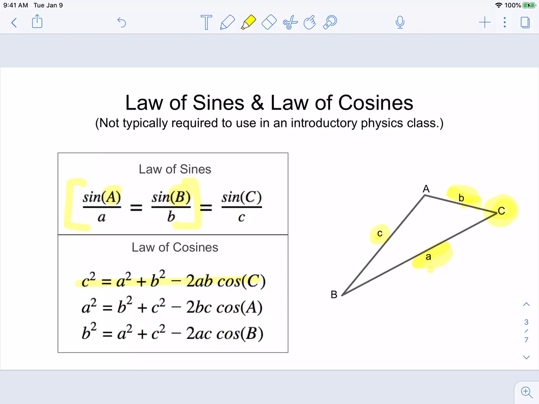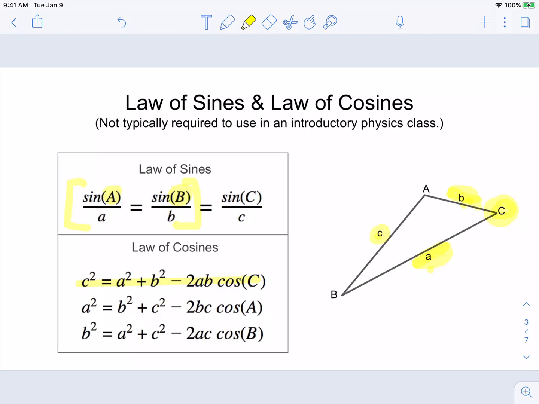So law of sines, sometimes used, law of cosines, sometimes used. It all depends on what information you know and which one of these laws is more appropriate to use based on what you know and what you're trying to solve for. And like anything else, folks, the more you practice, the better you get at using these.